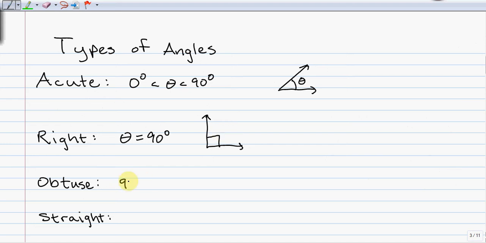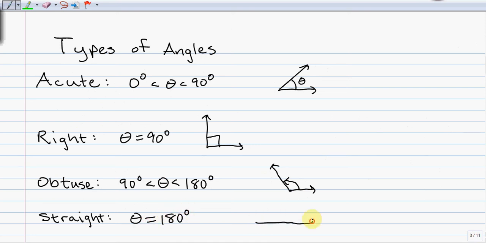An obtuse angle is an angle which is bigger than 90 degrees, but less than 180 degrees. So more than a quarter of a turn, but less than half of a turn. So something like this. This angle right here is about, let's say, 120 degrees. Again, it's somewhere between 90 and 180, so we call that obtuse. A straight angle is exactly 180 degrees. So it's a half of a turn, and if you look at a straight angle here, then it makes a straight line, which is why we call it a straight angle.